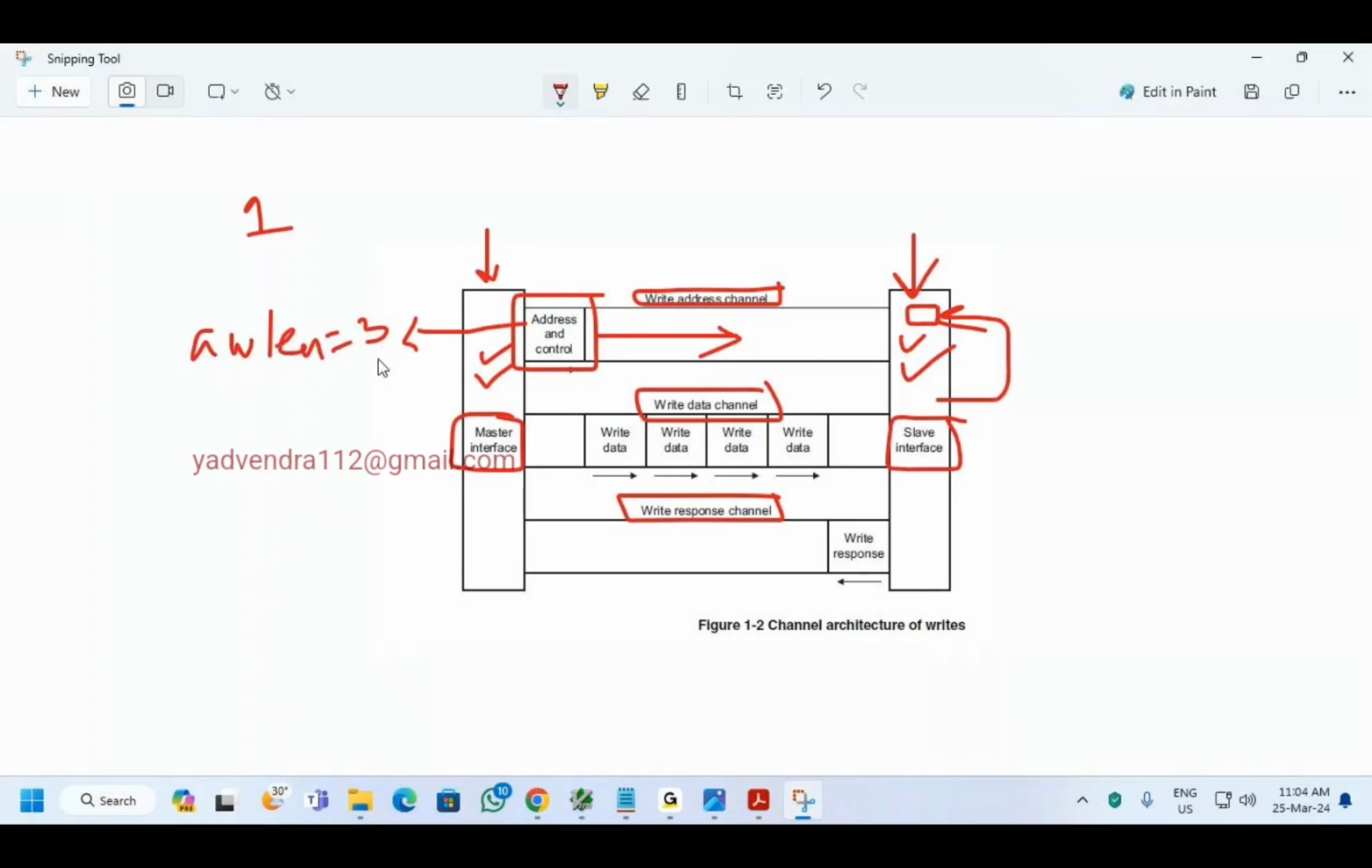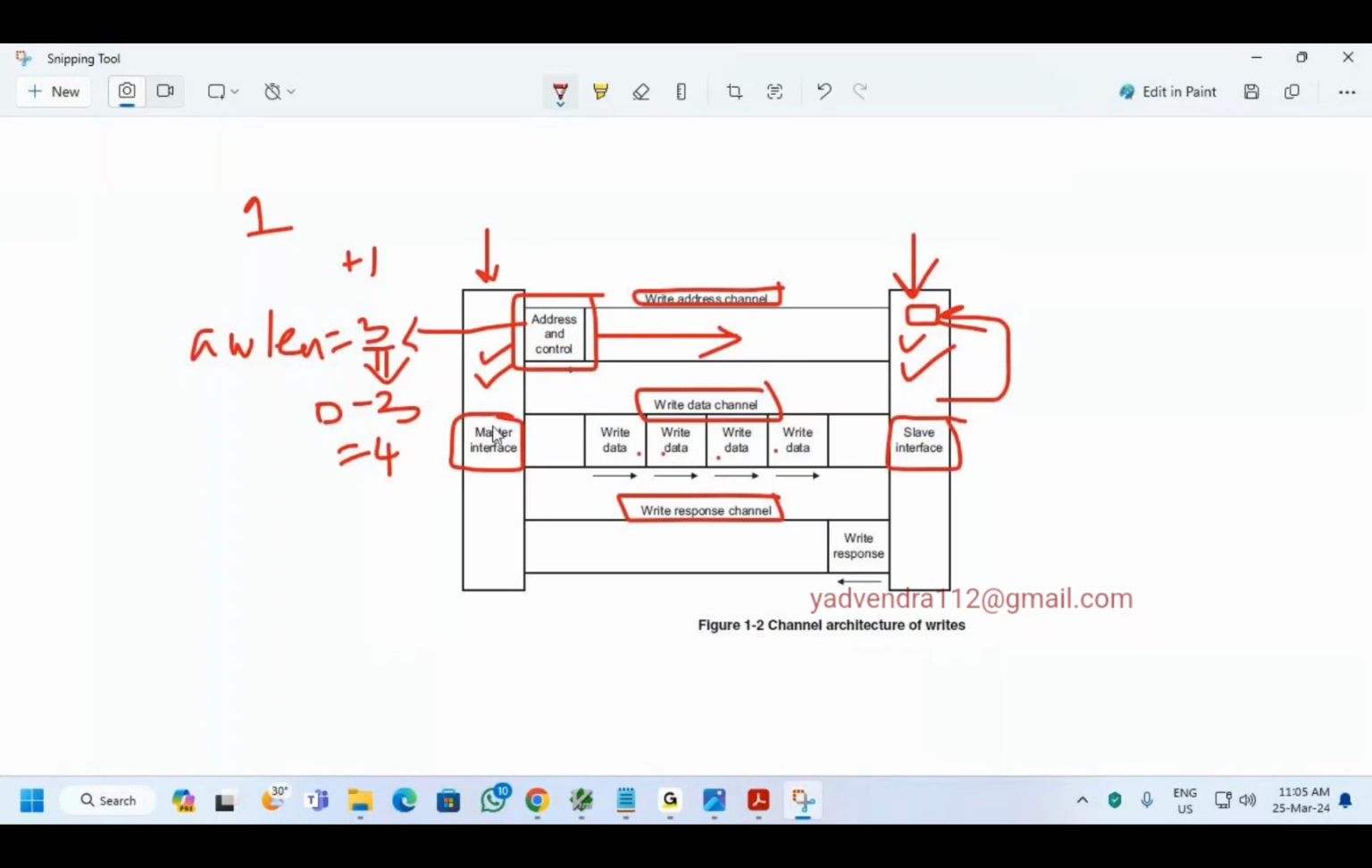What is meant by burst length? We have just discussed: burst length means how many data items I am sending in the write data channel in a single transaction. As AW length is 3, that means 0 to 3, total 4. So whenever they give a length, add 1 to that. 3 + 1 is equal to 4. So here we have 4 data items happening.